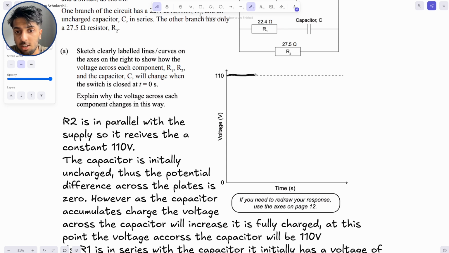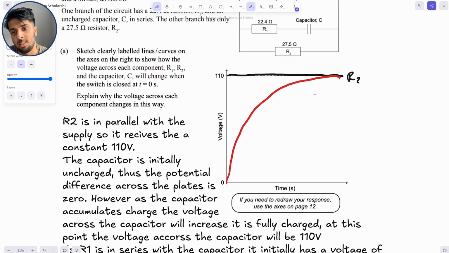Drawing this out in our graph, R2 will receive a constant 110 volts, so that will be R2. Our capacitor will increase in voltage over time, so it'll go something like this. And that's our capacitor. And finally, R1 will be the inverse of our capacitor, so it'll be like that. That's kind of trash.